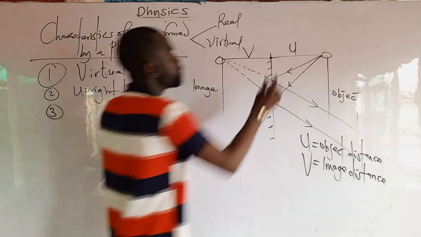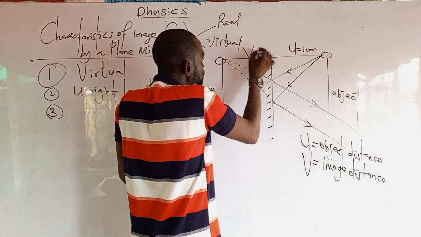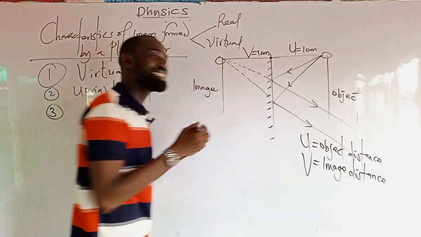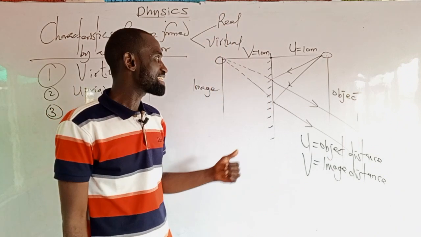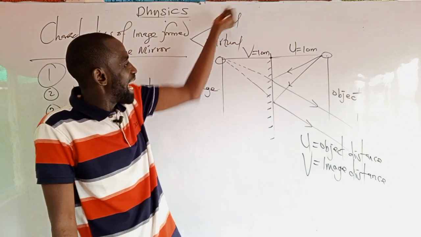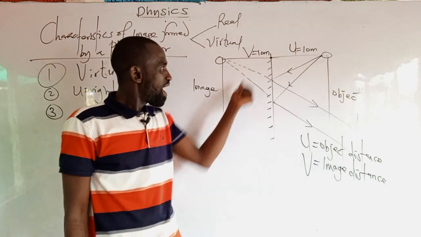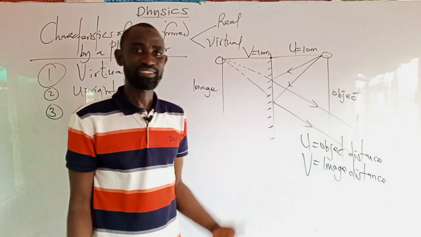Now, if this one is 10 meters, this one too must go to what now? 10 meters. So it means the image is the same distance behind the mirror as the object is in front. Same distance, that's the meaning. Are you with me?